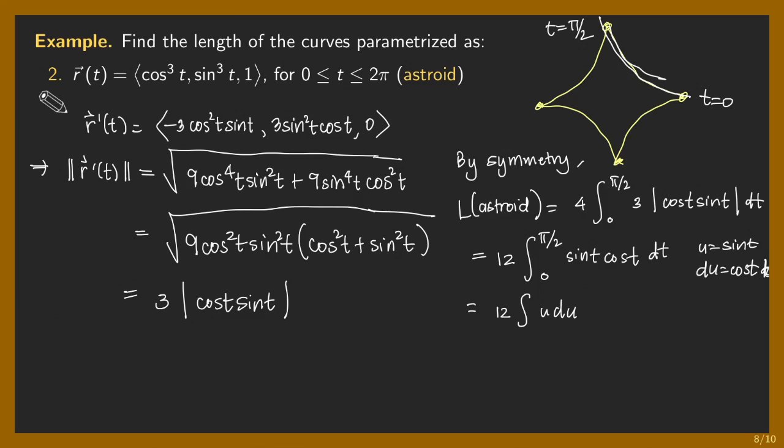When t is 0, what is u? Sine 0 is 0. When t is pi over 2, what is u? 1. So this is just 12 u squared over 2 from 0 to 1. 12 times 1 half? Yeah, 6 units. So it turns out that this asteroid has an integer length of 6.